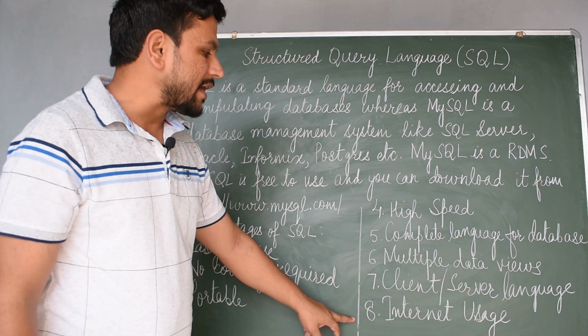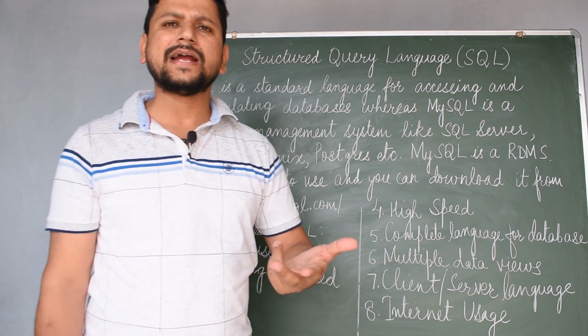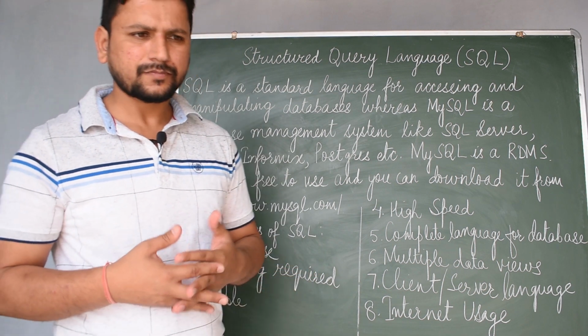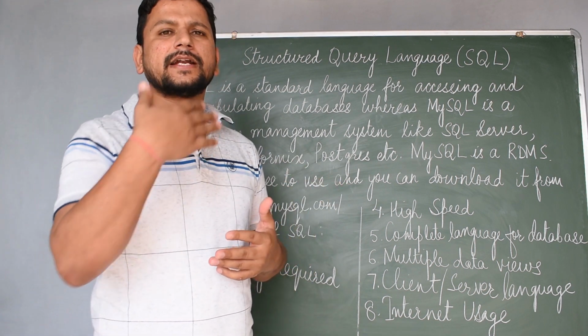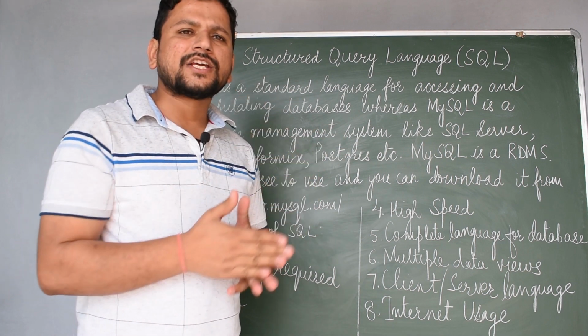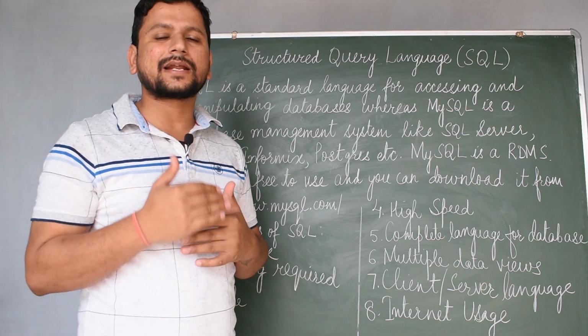Last one, we have internet usage. We can use SQL on the internet also. Why on the internet? Because there are some specific applications. Suppose a user is communicating with an application, and that application is communicating with the database. So basically we have three-tier architecture.